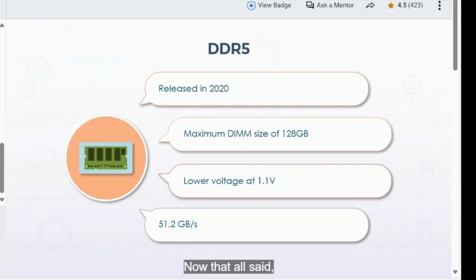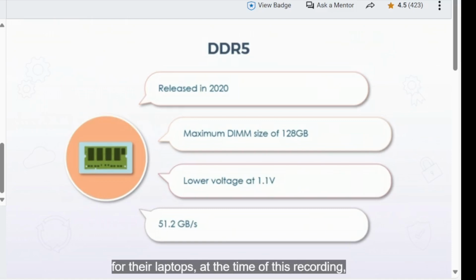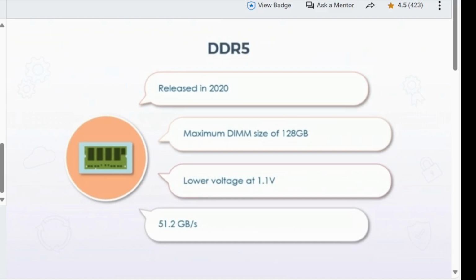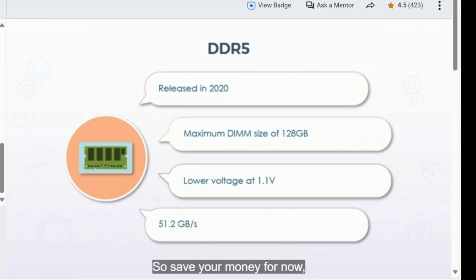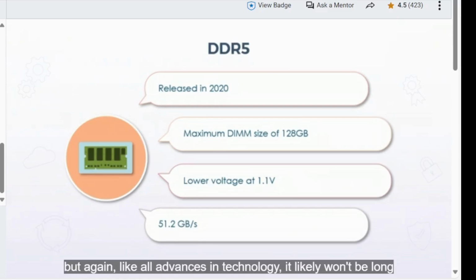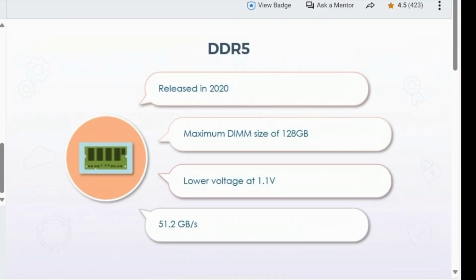Now, that all said, while this may have some people scrambling for the latest and greatest for their laptops, at the time of this recording, SODIMM DDR5 chips are just starting to hit the market, mostly in Japan. And even if you could find the chips themselves, it would be quite unlikely that you would find an existing laptop that supports DDR5. So save your money for now. But again, like all advances in technology, it likely won't be long before this becomes the standard for new devices.